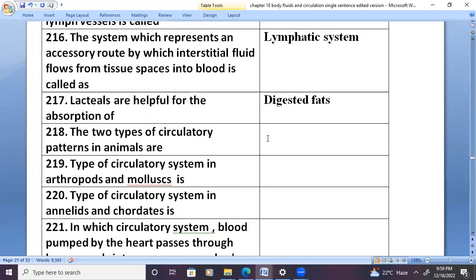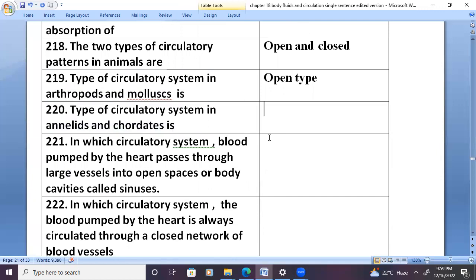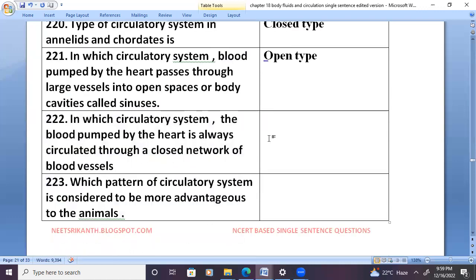The two types of circulatory patterns in animals are open and closed. The type of circulatory system in arthropods and mollusks is open type. The type of circulatory system in annelids and chordates is closed type. In the open type, blood pumped by the heart passes through large vessels into open spaces or body cavities called sinuses. In the closed type, blood pumped by the heart is always circulated through a closed network of blood vessels. Which pattern is considered more advantageous to the animal? Closed type.